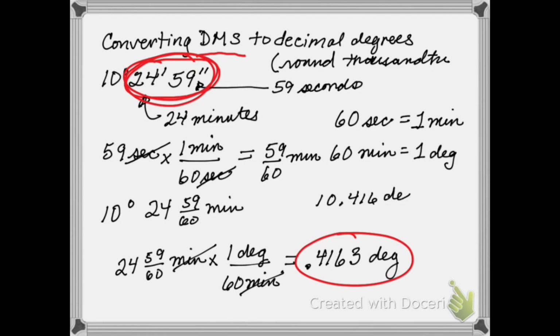And that'll be my response, 10.416 degrees. So I've converted these 24 minutes, 59 seconds, and figured out that that's 0.416 degrees. And we know that it's somewhere between 0 and 1 degrees, right? So that's one last check that we can do to make sure that we've done all of our calculations correctly and see that it makes sense.